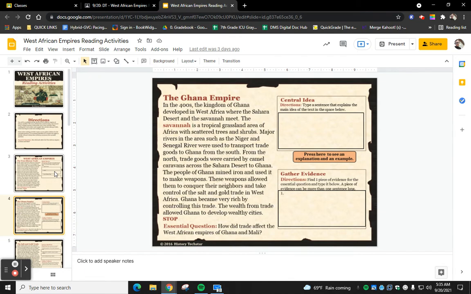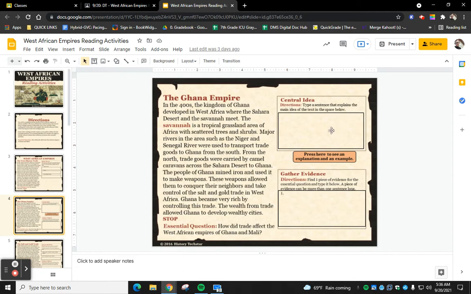The people of Ghana mined iron and used it to make weapons. These weapons allowed them to conquer their neighbors. We've had conquer as a vocabulary word before. That means to attack, that means to take over, and take control of the salt and gold trade in West Africa. Ghana became very rich by controlling this trade. The wealth from trade allowed Ghana to develop wealthy cities like Timbuktu and Daejeon.